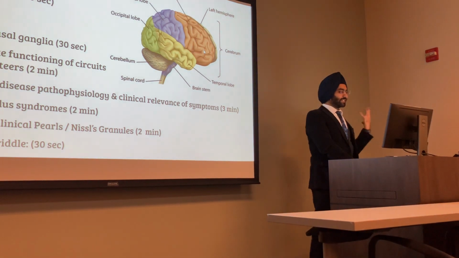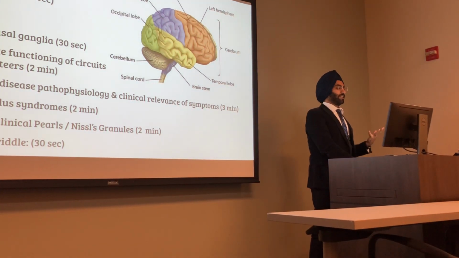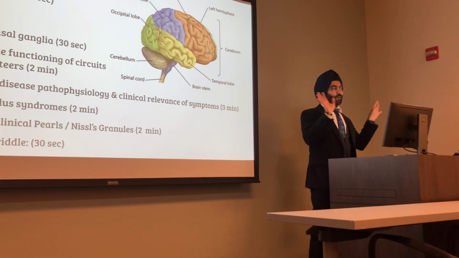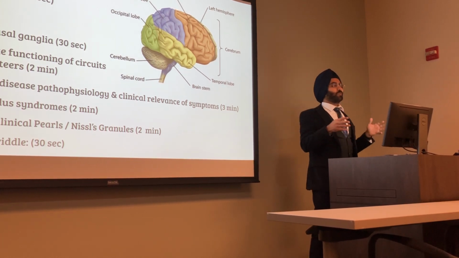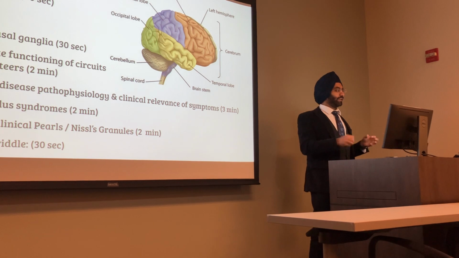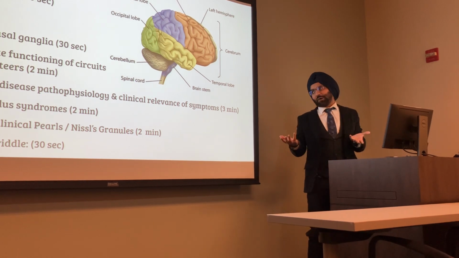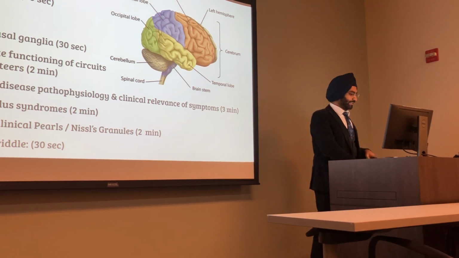Okay, this is the flow of what we're going to do today. Just the basics: what the basal ganglia is, the infamous circuits that happen within the basal ganglia, what they really do, and tilting it towards how we can apply it when we see Parkinson's.